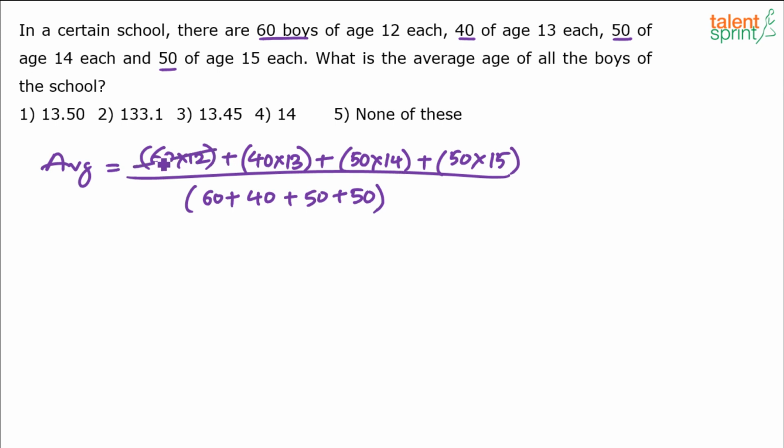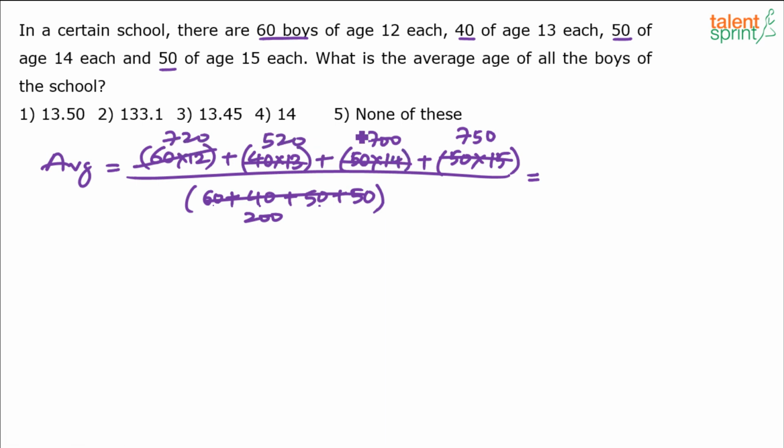Solve this. 60 into 12 should be 720. 40 into 13 should be 520. Then 50 into 14 is 700, and 50 into 15 is 750. What's the sum of the boys here? 60 plus 40, 100, 150, 200. This is 200. Now simplify this. 720 plus 520 is 1240.